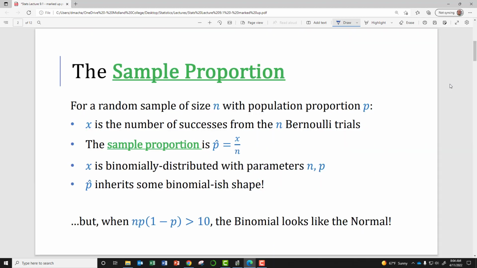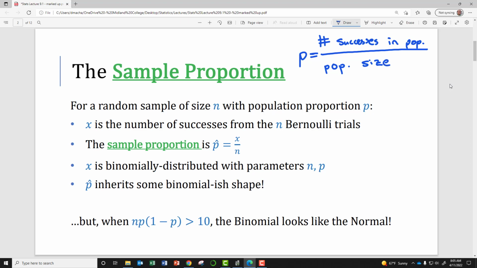Several of the slides in the slide deck are going to be review from chapter 8. So I'm going to quickly review what we meant by the sample proportion and also what we mean by the population proportion. So we use lowercase p to talk about the population proportion, and given some type of Bernoulli trial, the population proportion is just the number of successes in the whole population divided by the population size.